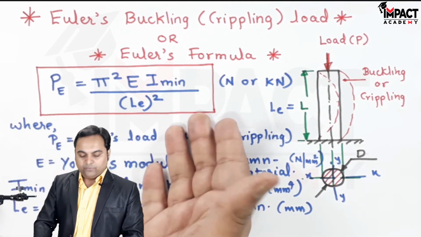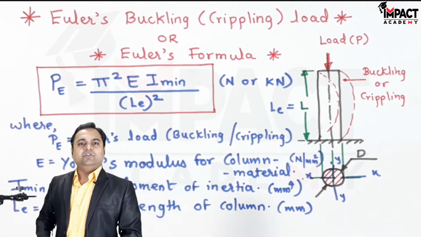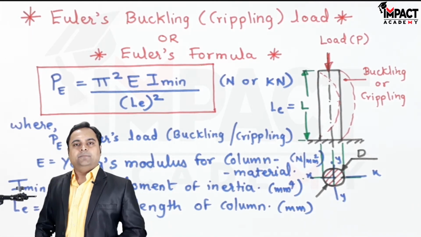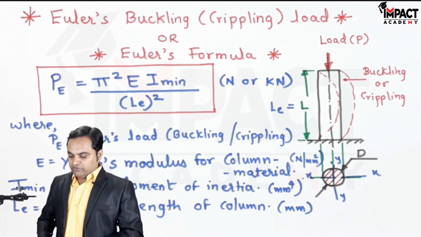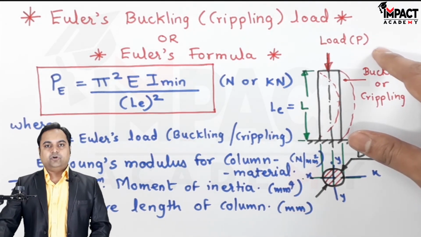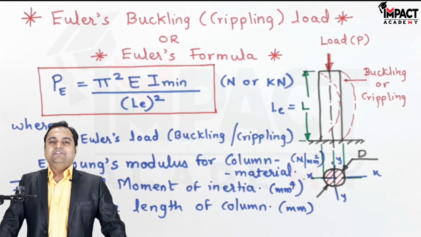So by using this formula, that is Euler's formula, we can find the Euler's crippling or buckling load, and once we know the value of this load, we can avoid this load falling onto the column by dividing it with a factor of safety, and that would give us the safe load, which should be kept over the column, because Euler's or buckling load should not be kept on the column, because that would result in the buckling or crippling. So that was regarding the Euler's formula.